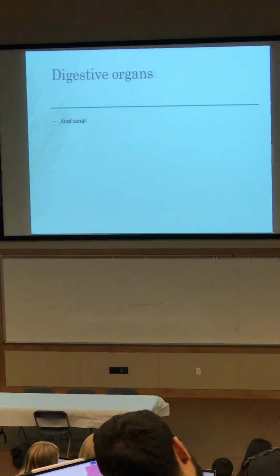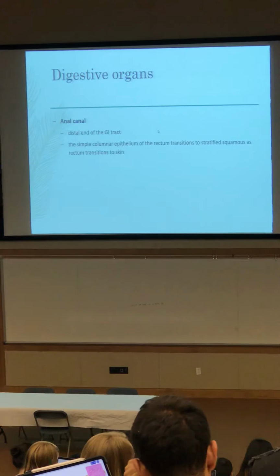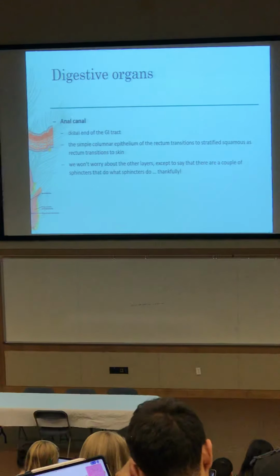All right, the anal canal is the distal end of the GI tract. Simple columnar epithelium of the rectum transitions to stratified squamous because the anus is going to continue into the skin. So first you have non-keratinized stratified squamous, and then it transitions to keratinized as you go to the skin. And that's all we're going to say. We're not going to say any more. There are some sphincters there. Here's some pictures. And thank you, Lord, for the sphincters. Okay. And that's the end of this.